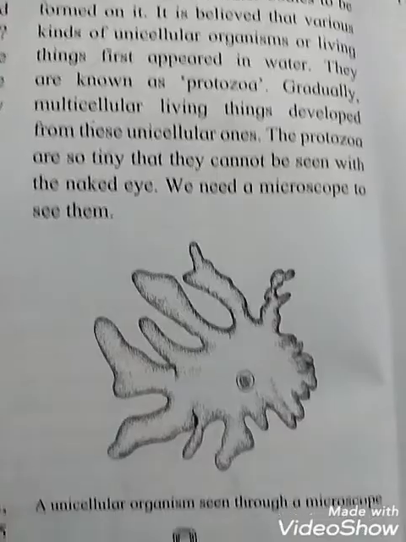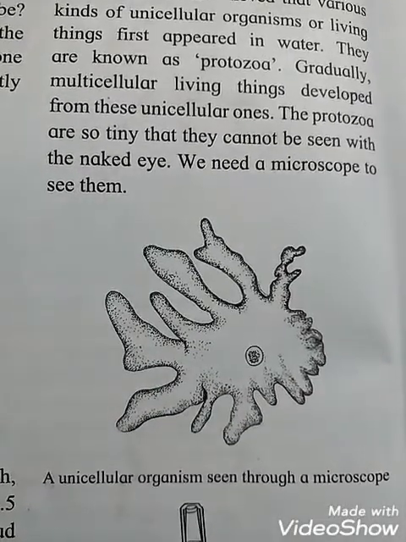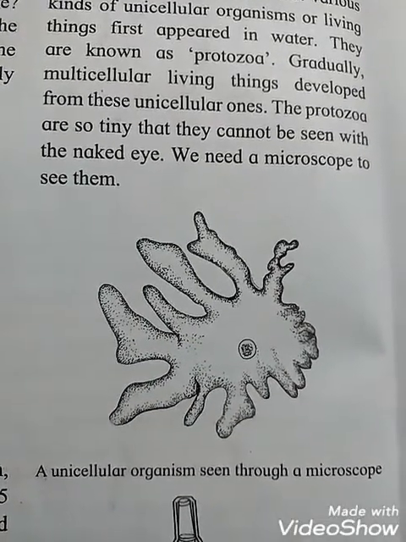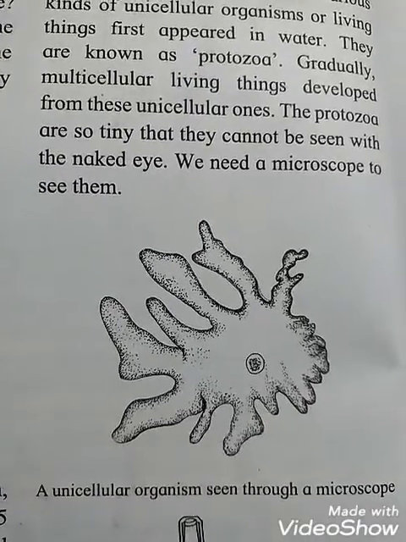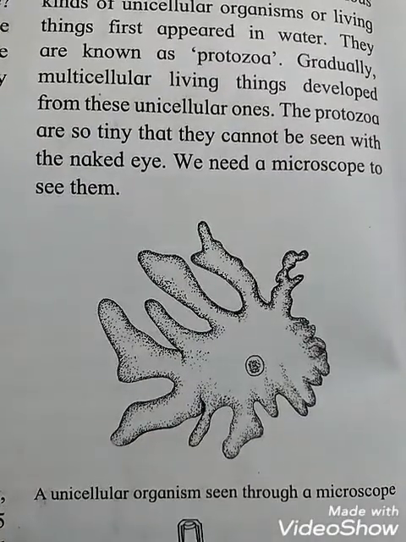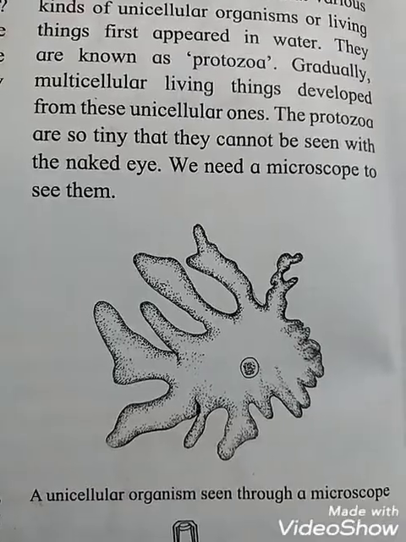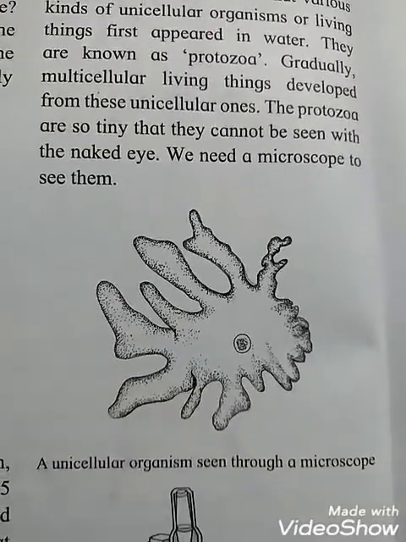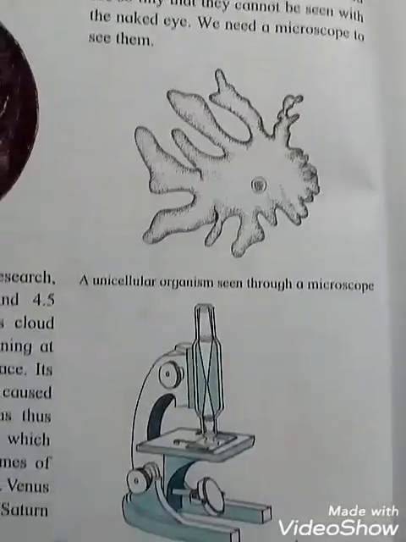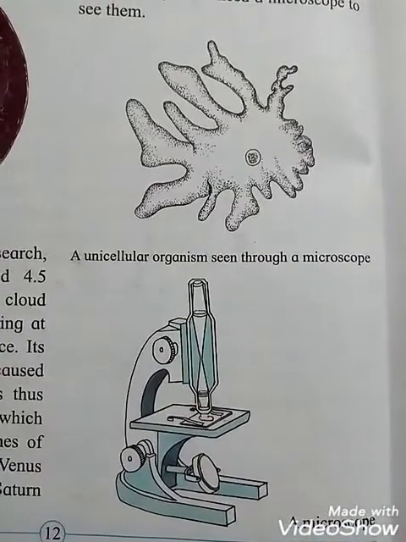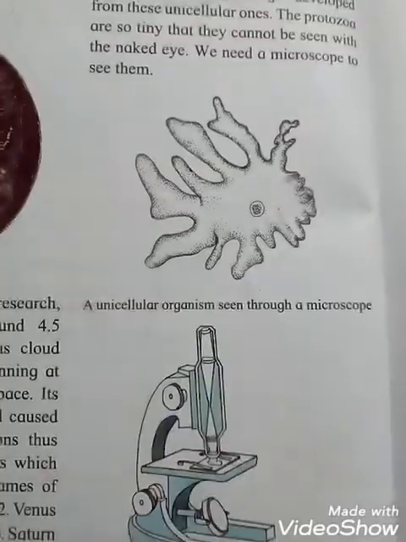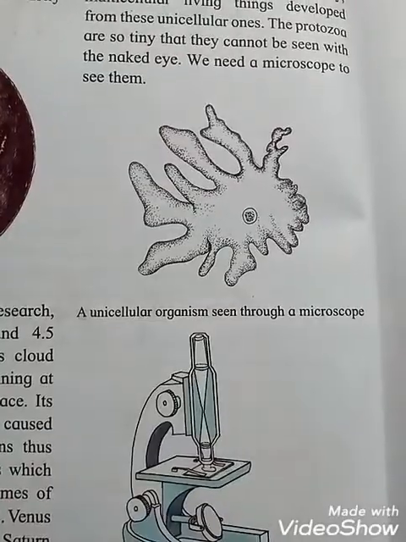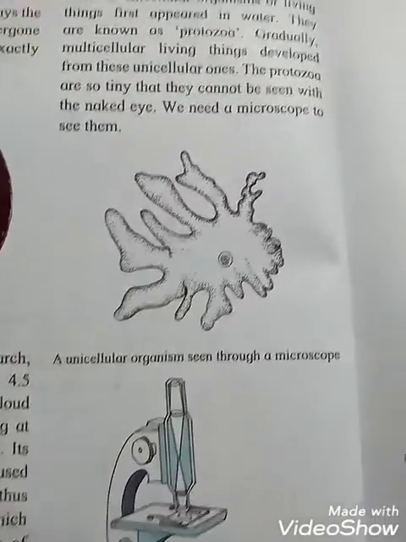Students, see the picture, a unicellular organism seen through a microscope. A unicellular organism is made of only one cell, like most kinds of bacteria. And see the picture of a microscope. With the help of the microscope we can see a unicellular organism.